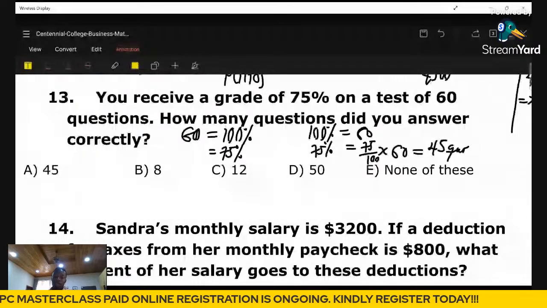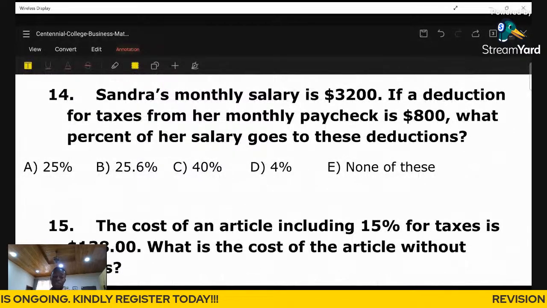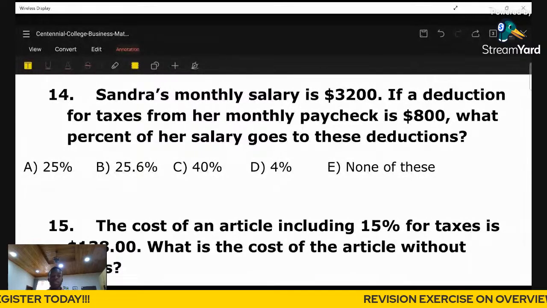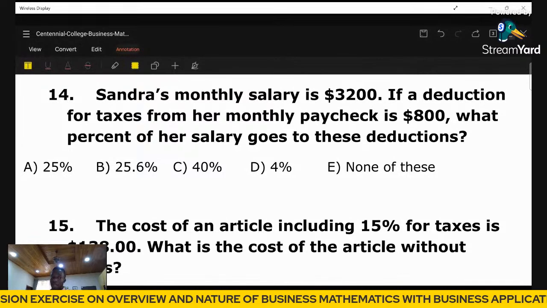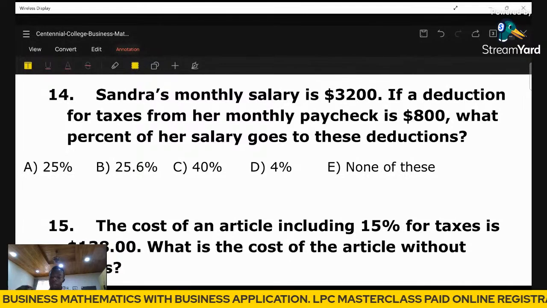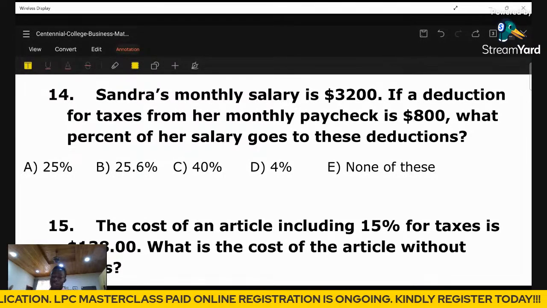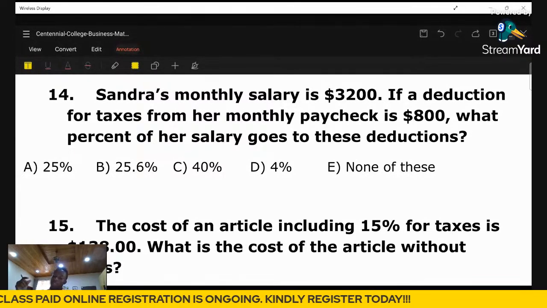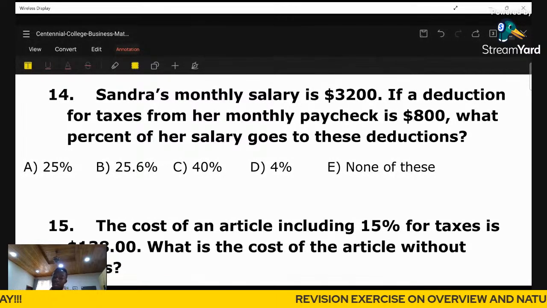Now, question 14. Sandra's monthly salary is $3,200. If a deduction for taxes from her monthly paycheck is $800, what percentage of her salary goes to this deduction? So Sandra received 3,200 as a monthly salary, and at the end of the day she paid a monthly tax of 800 dollars. The question is asking what percentage of her salary goes into this deduction. So we want to find the percentage rate that goes into this tax deduction. So how do you go about this? Very simple. We know that the tax that you paid is what?